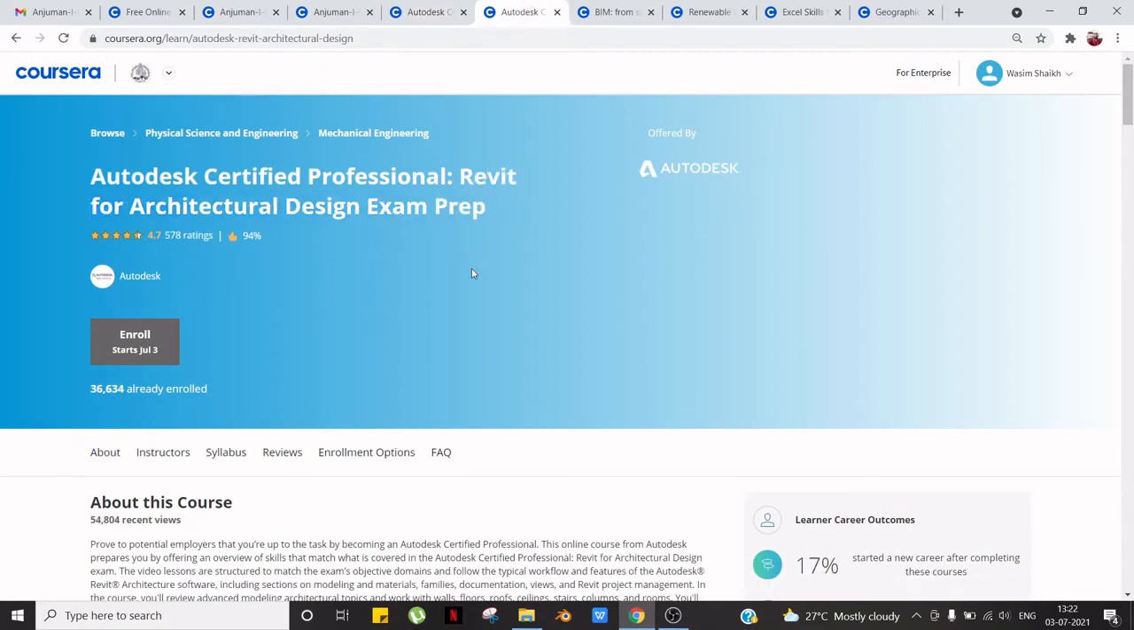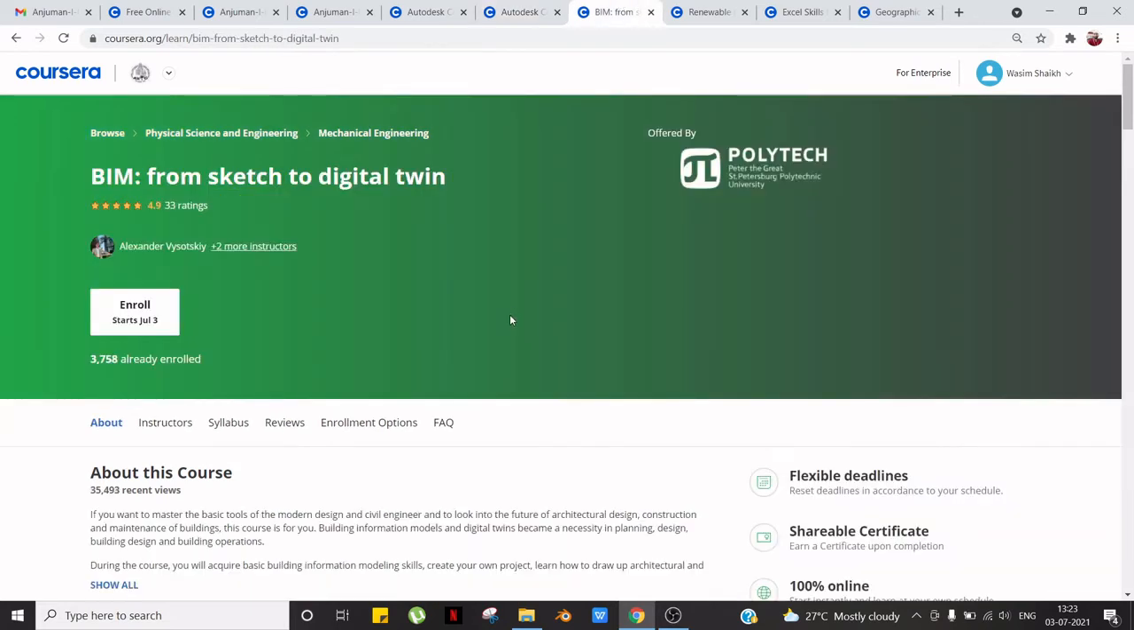The second course is similar to the first course, but instead of AutoCAD, this course is offered for Revit Architecture. So same, you can take this course, do the exam offered by Autodesk, and get certified there. And if you are not interested, don't do it. Just learn this course and get the certificate from Coursera.